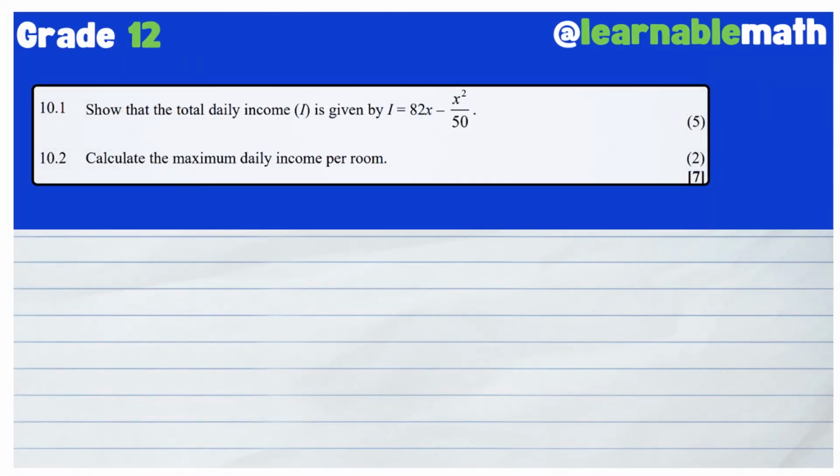Okay, let us now look at 10.2. We have shown that the income is equal to 82x minus x squared over 50, which was your 10.1. 10.2 is now saying calculate the maximum daily income per room. Right? Okay, you recall from the application of calculus lesson, how do we know we have to maximize? How do we know we have to minimize? Key terms, right? In this case, they want the maximum daily income. So the keyword there is maximum, right? The moment we see that, we think of optimization.